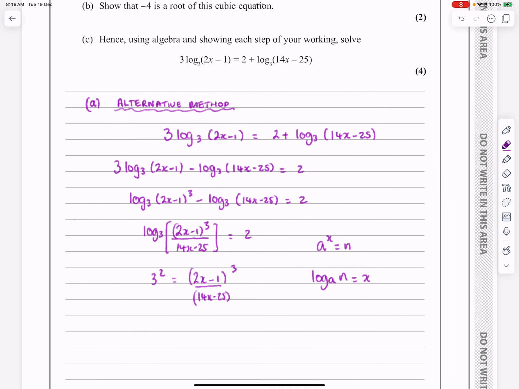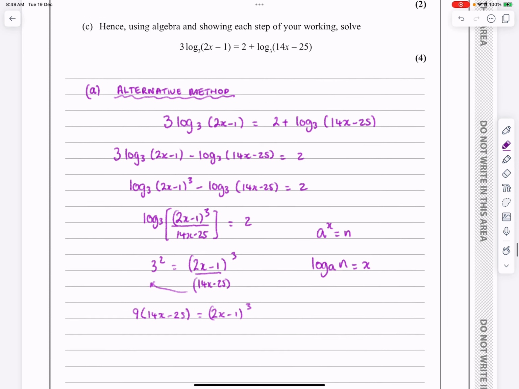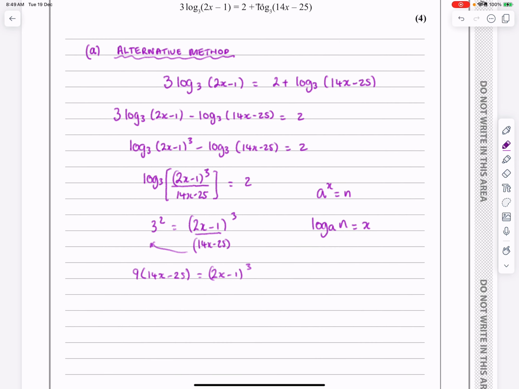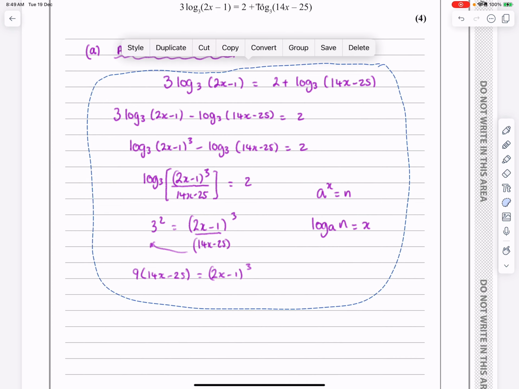And then we can just tidy this up. That's going to go up to the other side. I'm going to get 9 lots of 14x minus 25 equals 2x minus 1 cubed, and then I've got to solve from there. The other method I'm going to do is just going to get me to this stage, and when it gets me to this stage, I'll then carry on. So let's just put this all in red just to make it clear. This is one way of doing it.